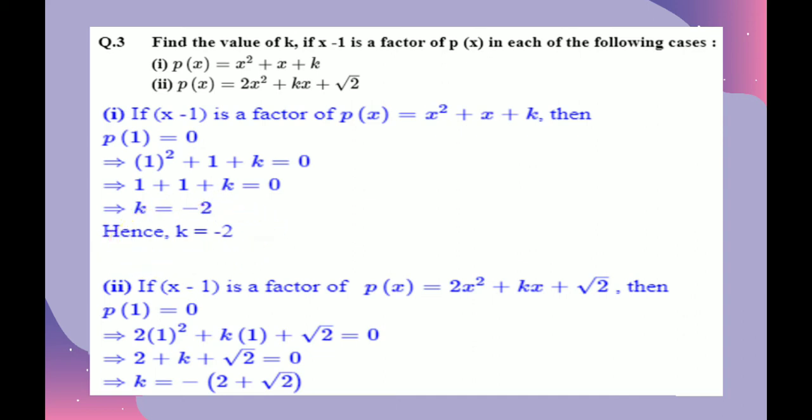Solving the second part, if x minus 1 is a factor of p(x) equal to 2x square plus kx plus under root 2, then p of 1 is equal to 0. So 2 multiplied by 1 raised to the power 2 plus k multiplied by 1 plus under root 2 is equal to 0. Then 2 multiplied by 1 raised to the power 2 is 2, plus k multiplied by 1 is k, plus under root 2 is equal to 0. On solving this we'll get k is equal to minus within bracket 2 plus under root 2, which is our answer.